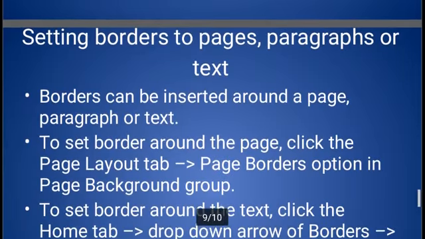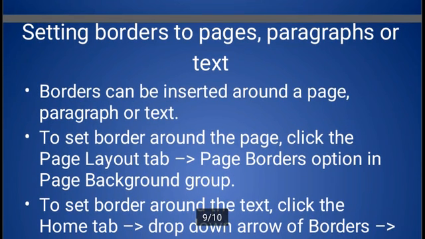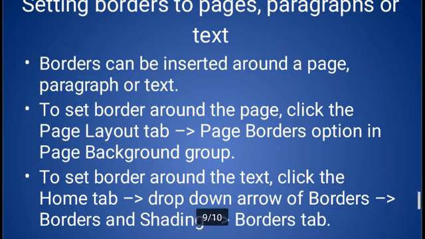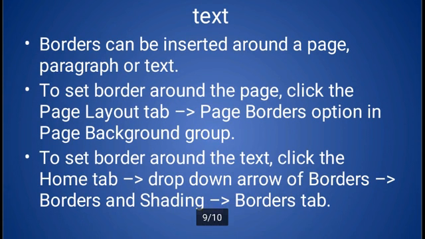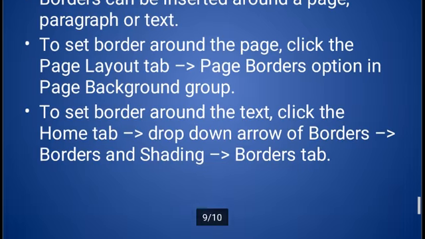Now this is a simple thing, setting borders to the page or paragraph. In a single word, you can draw a border surrounding your page, surrounding your paragraph or a text. A border can be inserted around a page, paragraph or text. To set a border around the page, click the Page Layout tab. Then you can see the Page Borders option in the Page Background group. Or you can set the border around the text: click the Home tab, the drop-down arrow of Borders, Borders and Shading, and the Borders tab.